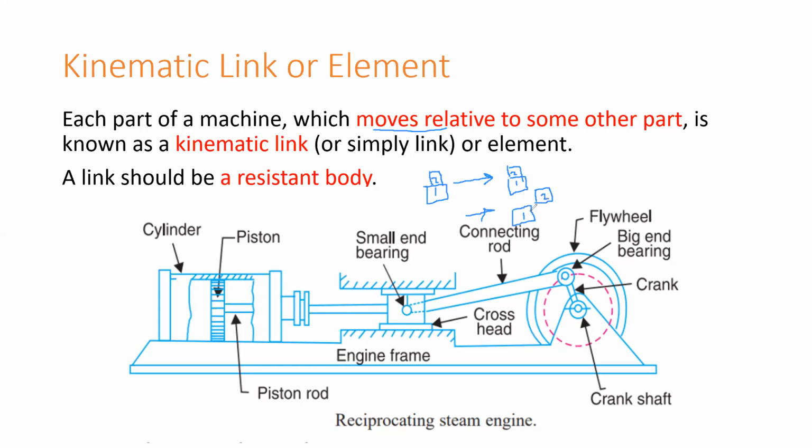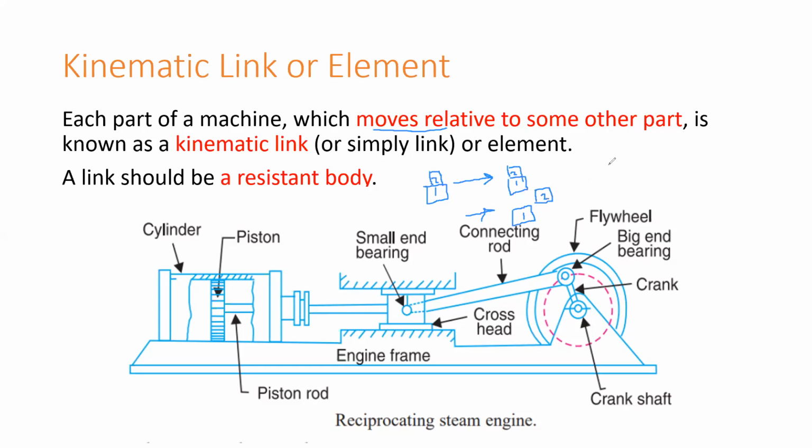And these are two different parts, 1 and 2. So here relative motion is detected. Okay, so that is the very basic criteria to identify the separate links.